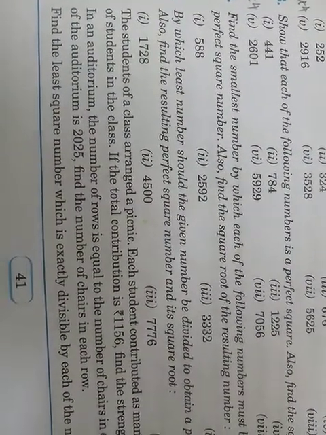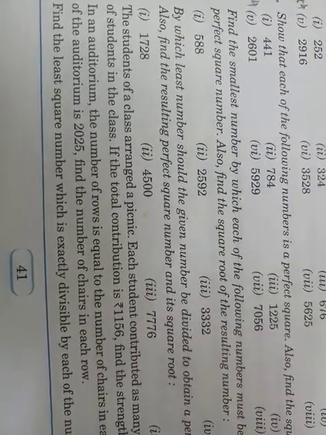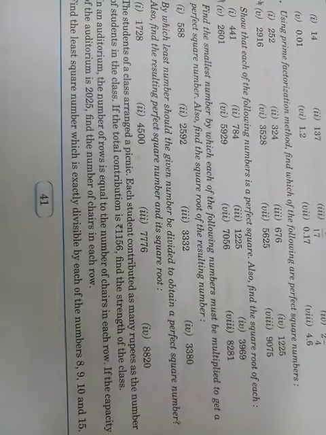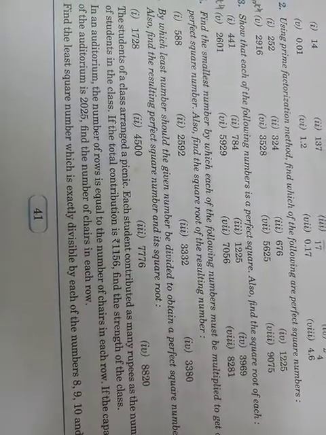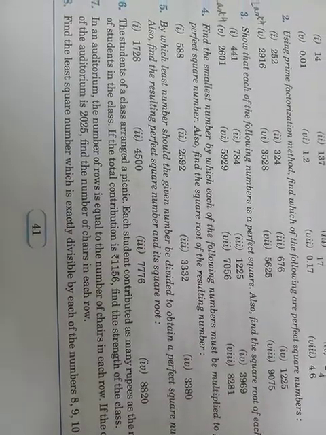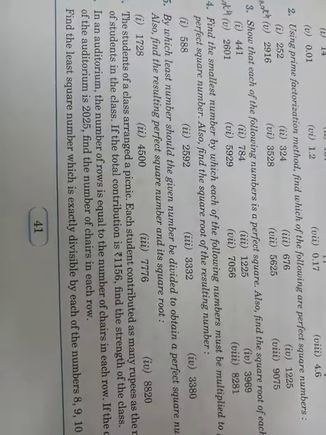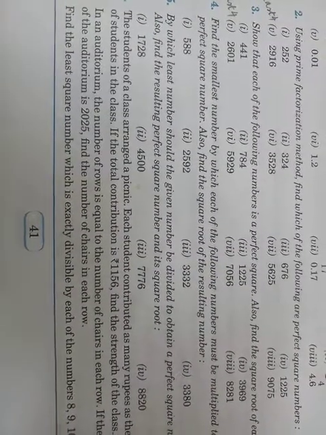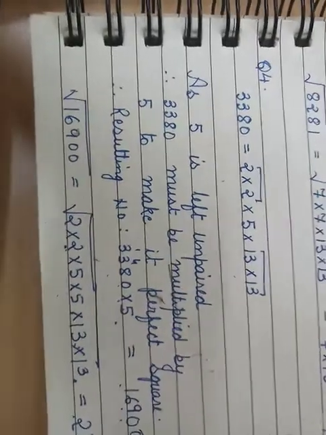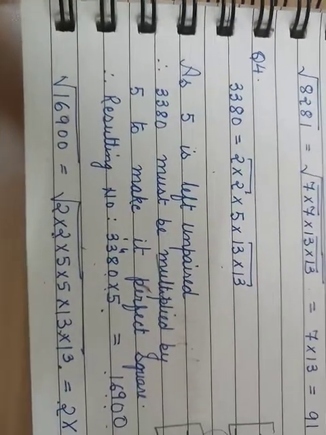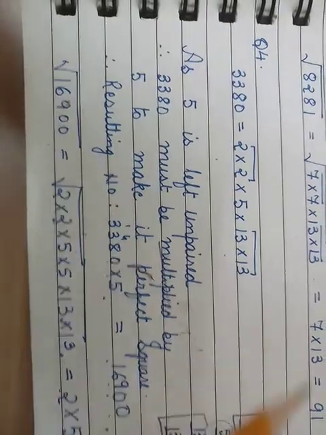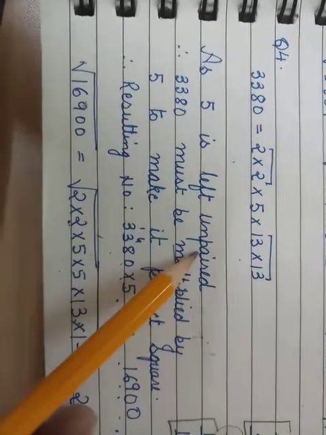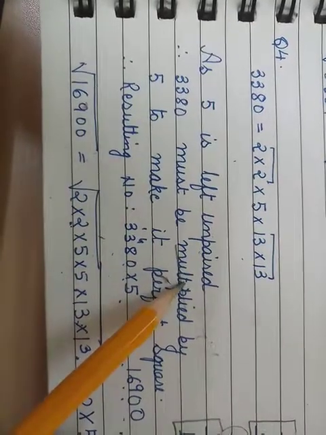They're saying by which least number should the given number be divided to obtain a perfect square number. So again it is surely not a perfect square number. We have to now divide instead of multiplying, and we have to find the square root of the resulting number. Okay children? Again we'll do question number 5 exactly the way we did question number 4. First we will do the prime factorization and we'll find which number is left unpaired.